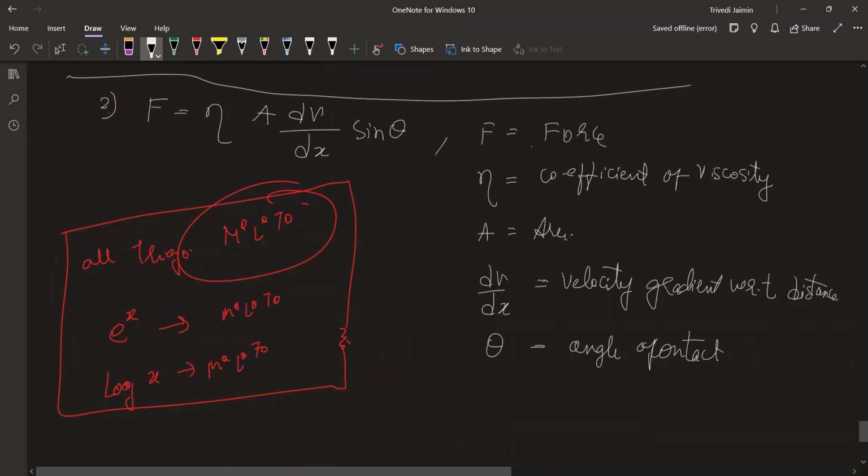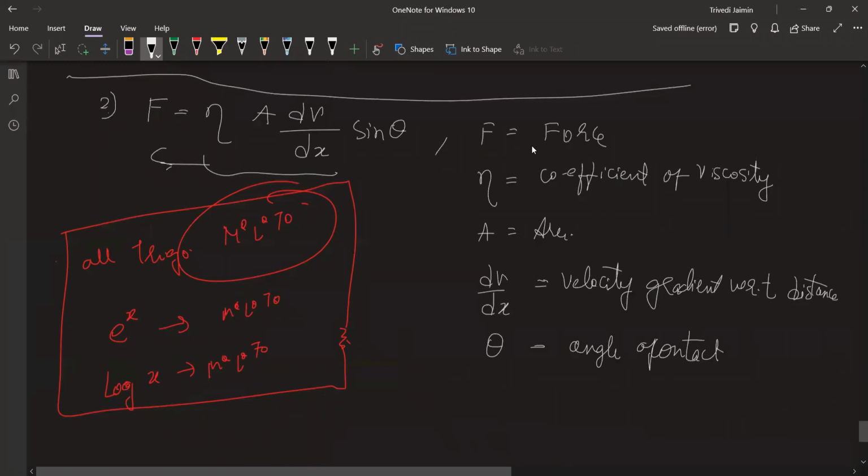Sir, it's incorrect, sir. Is it incorrect? Yes, sir. But R equals to sine theta. Sine theta, you told, is M0, L0, T0. There is no dimension, so we need not worry about sine theta. If this quantity is correct, that means it's correct.